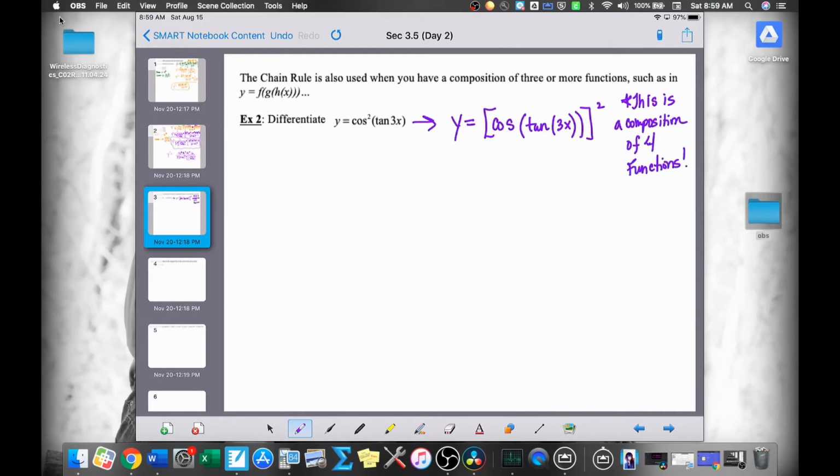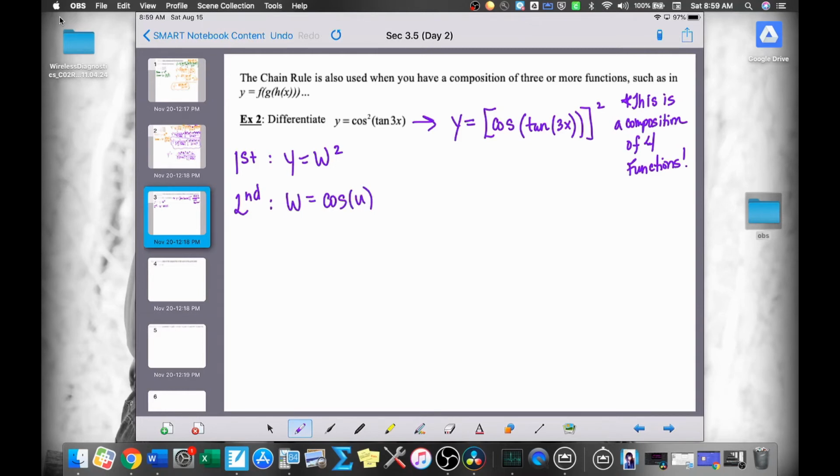All right, so what are those 4 functions? We'll just call them first, second, third, fourth, starting on the outside and working our way in. So our first function, or our outermost function, so I'm going to use some new letters here, is that something is being squared. So we'll say y is equal to w squared. So then our second function would be, well, what is w, right? Well, w is the cosine of something. So w is equal to the cosine of u.